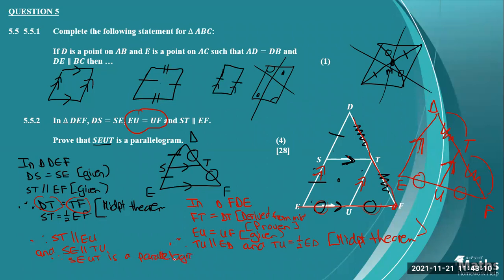Parallelogram. And what's your reason? Two pairs of opposite sides. Oh, I can't write there. That's coming up there. SEUT is a parallelogram. Reason: two pairs of opposite sides are parallel. Okay, I'm going over my limit there. Oh, there, I've got it.